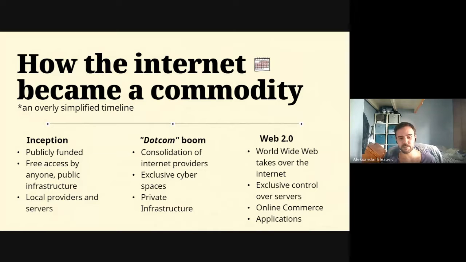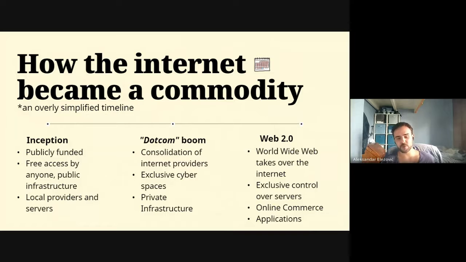So that was the first time where exclusive cyberspaces were created, places where you had to have a subscription, where there were first services where you had to have their own infrastructure or their own devices in order to access the internet and so on.